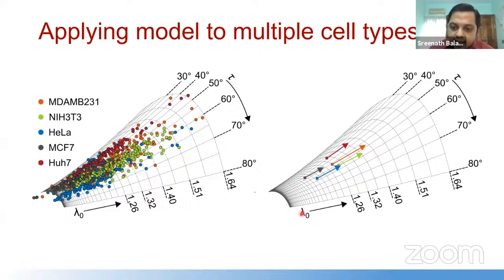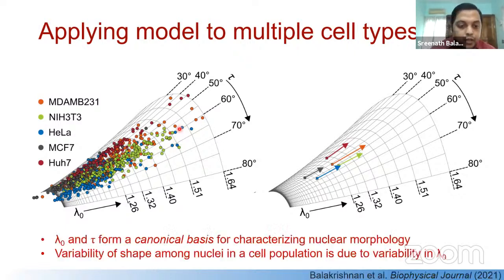And this straight line is along this direction, lambda 0. So this is actually the principal variability. And then you have another principal variability, which is the perpendicular. So the cells fall along the principal variable direction, that is along lambda 0. So that told us that these parameters form a canonical basis for characterizing the nuclear shape. And the variability in nuclei in a cell population is along this lambda 0.